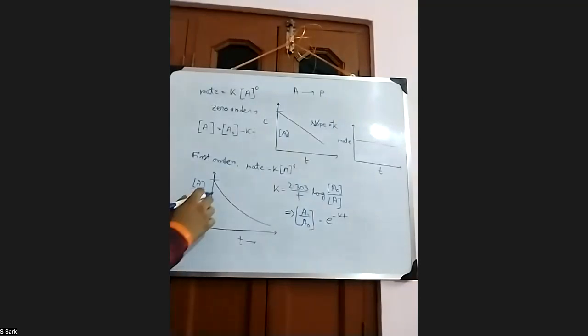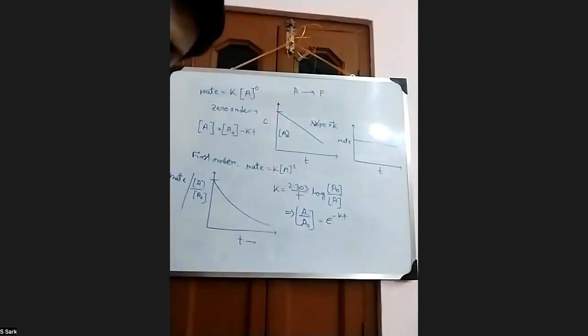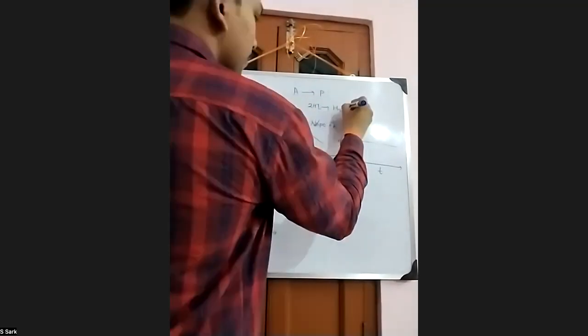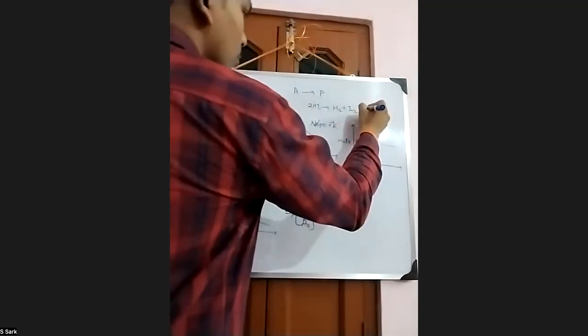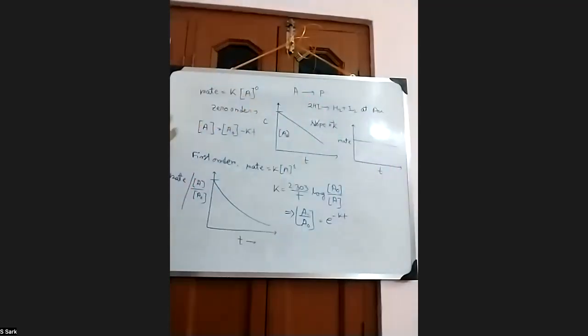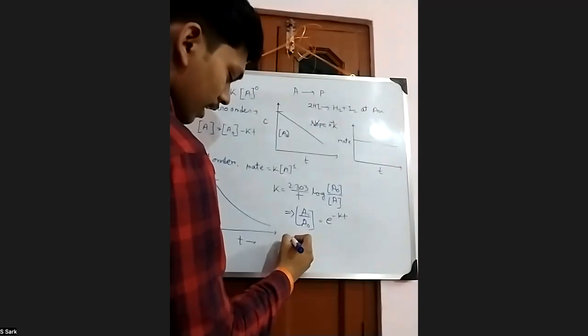This is first order, this is zero order. The example for zero order is 2HI giving H2 plus I2 at a gold surface. This is the example for a zero order reaction. For a first order reaction, we can use 2H2O2 giving 2H2O plus O2. So the decomposition of hydrogen peroxide is a first order reaction.